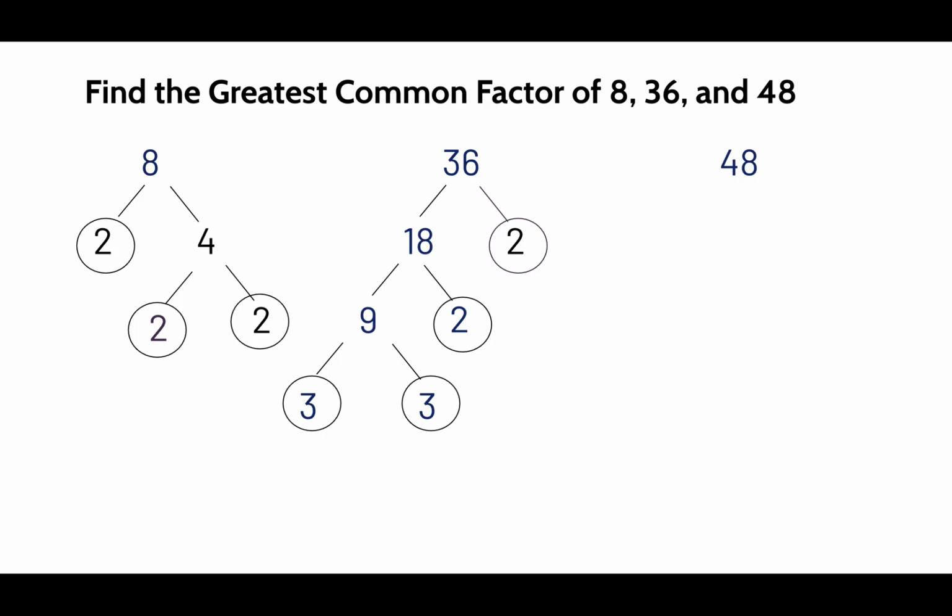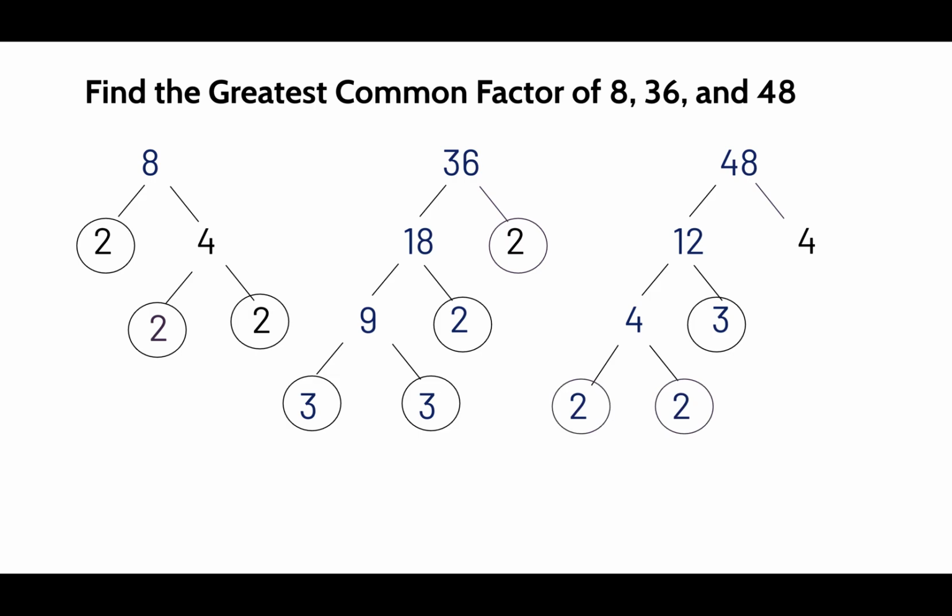Lastly is 48. What two numbers can I multiply to get 48? 12 and 4. Both of those are composite, so let's start with the 12. What two numbers can I multiply to get 12? 4 and 3. 3 is prime, so I circle the 3. What two numbers can I multiply to get 4? 2 and 2, and again, 2 is prime, so I circle both of those. And now I go back up to my 4 here, and what two numbers can I multiply to get 4? It's 2 and 2. And again, they're prime, so I circle them.